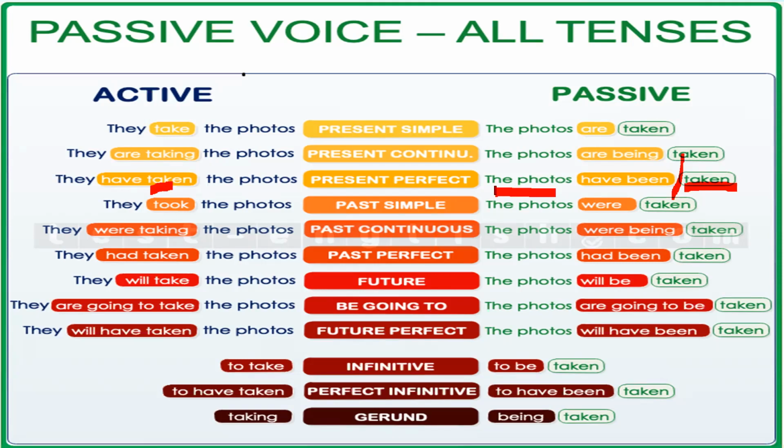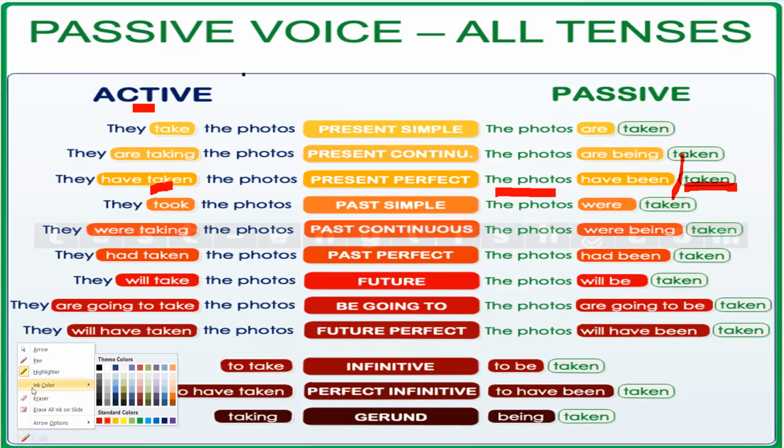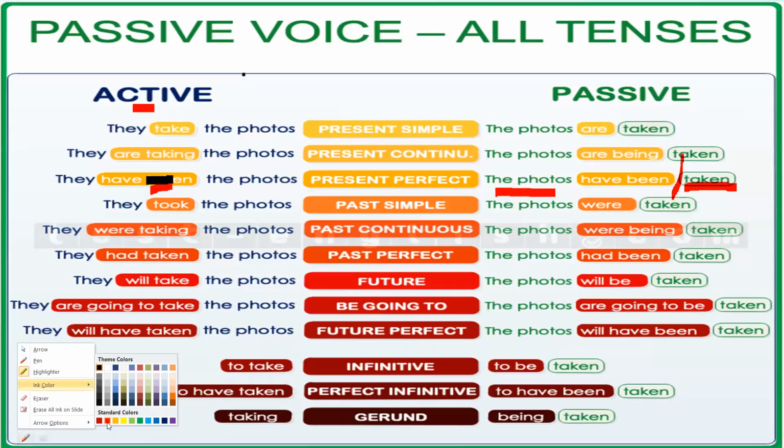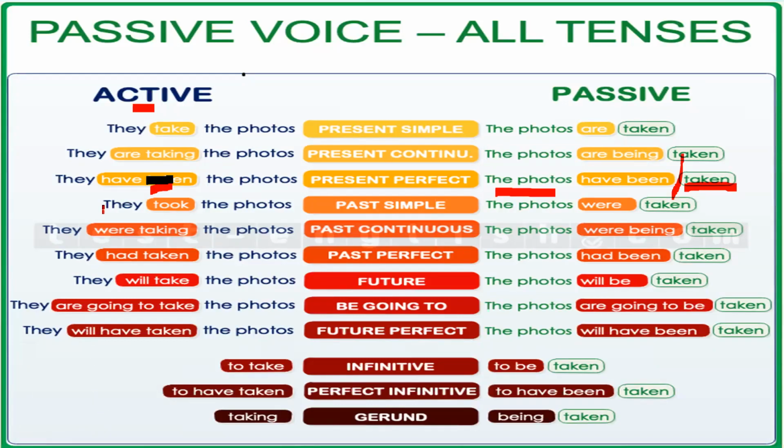Okay, let's go back again to the original tense in the active sentence. They have taken the photos. This is a present perfect tense. And take, we removed take from the original sentence. Okay, how to express the rest of the information for this present perfect tense in the passive form?